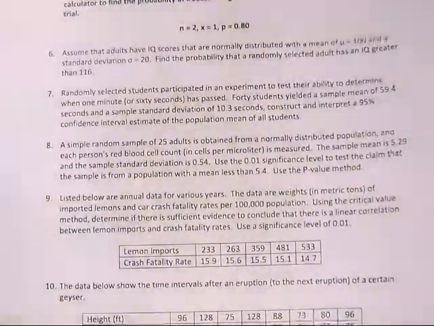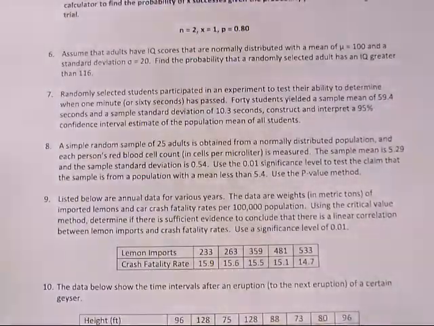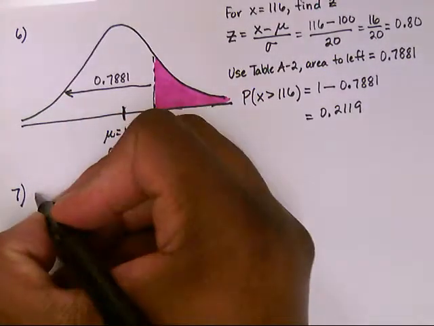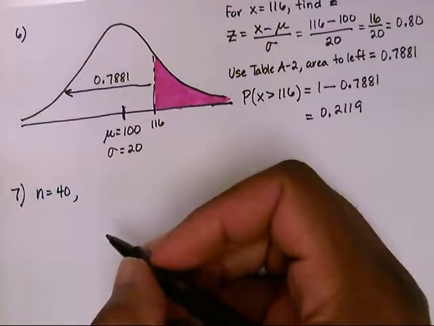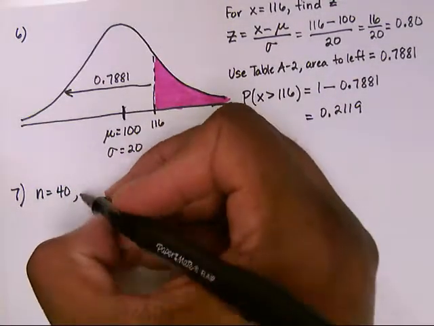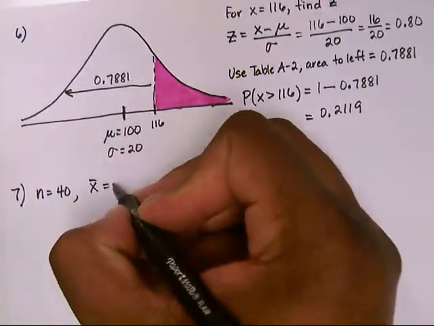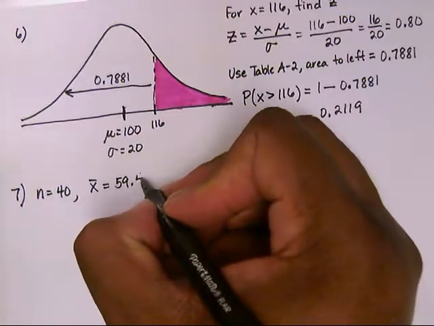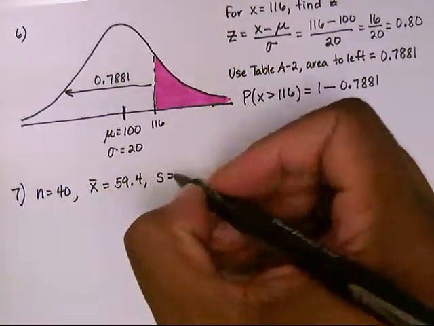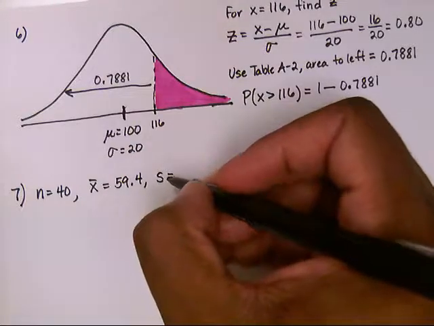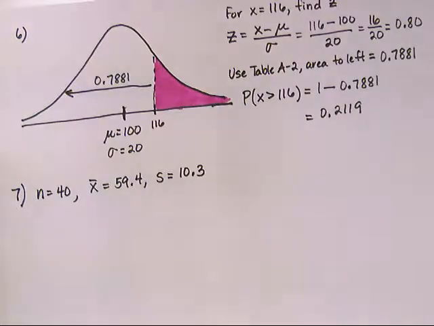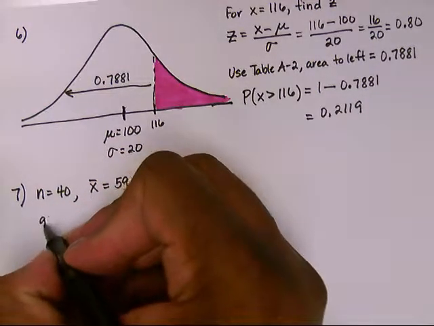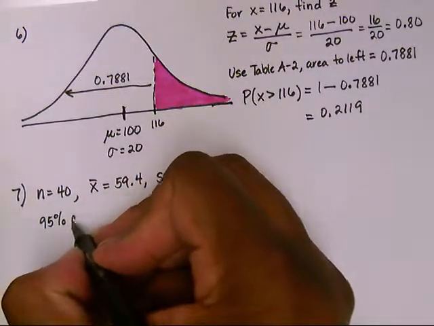Alright, so let's identify what we already have here. We have 40 students. That's going to be your sample size. That's what n is equal to. n is equal to 40. It has a sample mean of 59.4. That's x bar. Standard deviation is given to us. That's going to be 10.3. And we're constructing a 95% confidence interval.